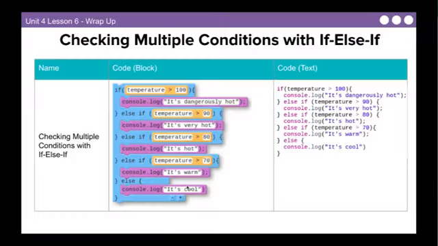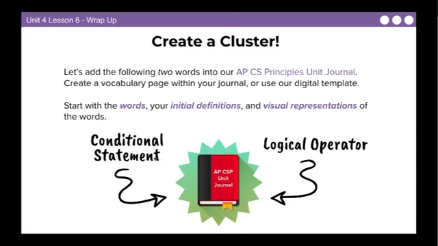All right, so let's add conditional statement and logical operator to your vocab catcher. And don't forget to complete level 7, which is the check for understanding, and also submit a picture of everything that you wrote in your journal, because remember, you'll also be using your journal for the test. So keep that in mind and let me know if you have any questions.